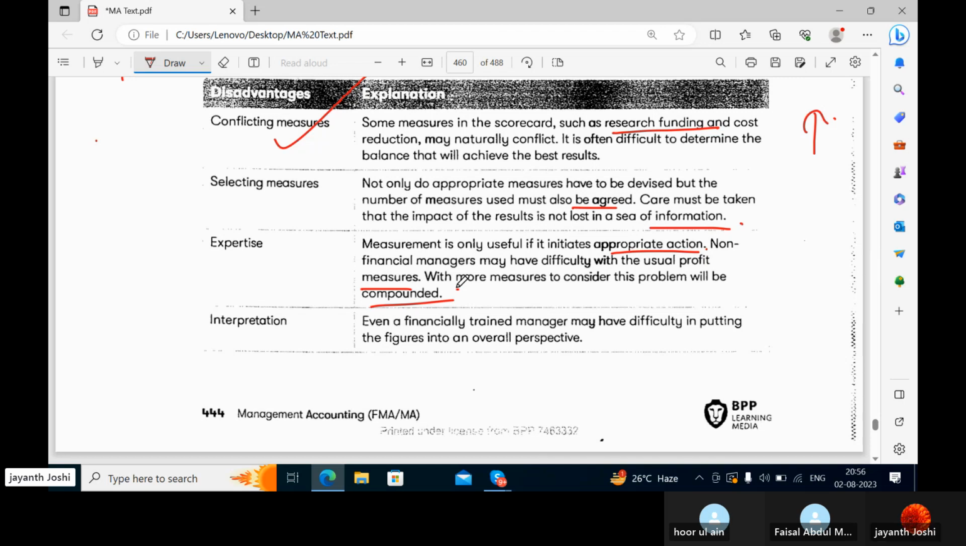That means sometimes less expertise is what is seen. So measurement is only useful if it indicates appropriate action. Yeah, we will put our efforts into measuring something only if some action can be taken based upon that measurement. So non-financial managers, they don't have an idea about the profit measures. So with more measures to consider, this problem will be compounded. That means they again should consider more and more measures to overcome that issue or problem. Interpretation. Even a financially trained manager may have difficulty in putting the figures into an overall perspective, of course.